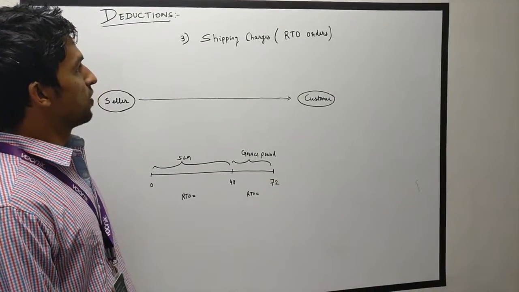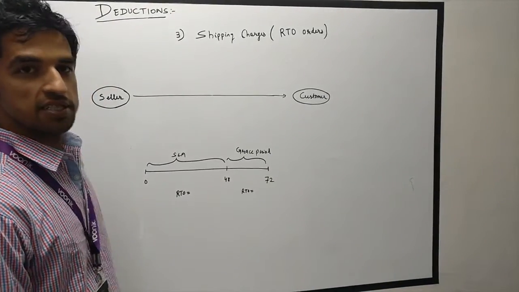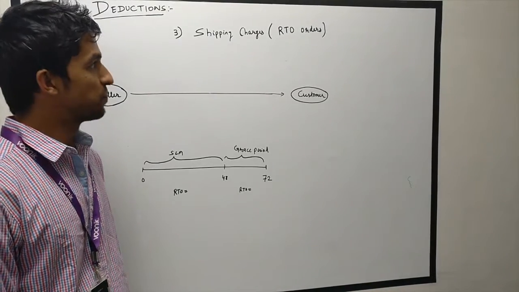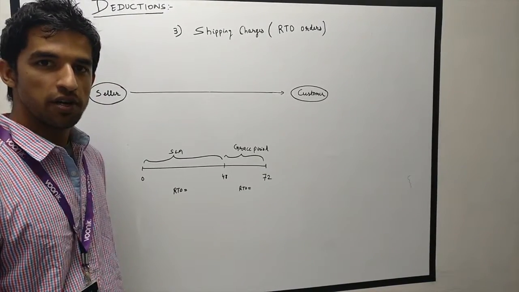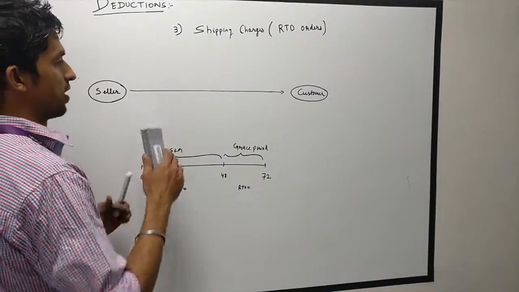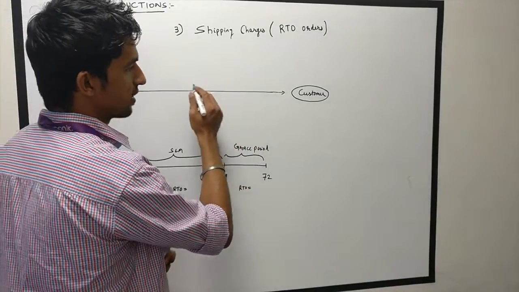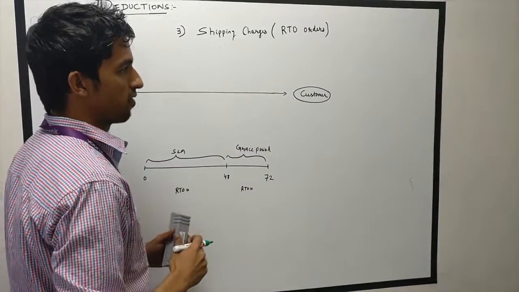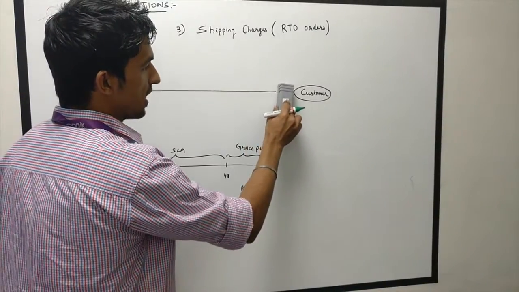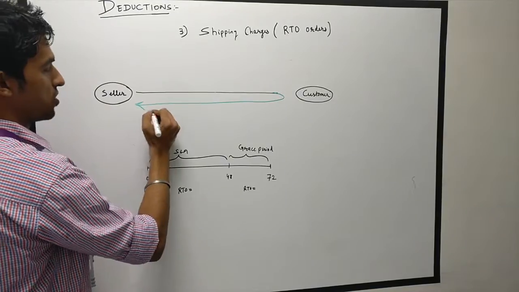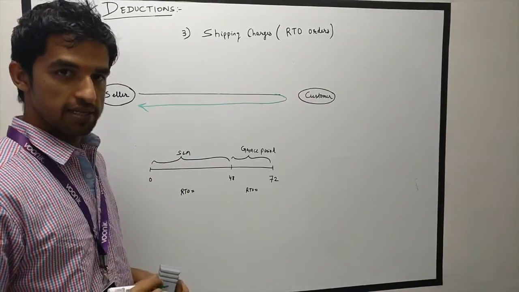Okay, so now let's talk about shipping charges for RTO orders. What is meant by RTO orders? RTO stands for Return to Origin, which effectively means if the courier partner has attempted delivery to the customer multiple times but for some reason was unable to do so, in that scenario, the product would be returned to origin. This is an RTO case.